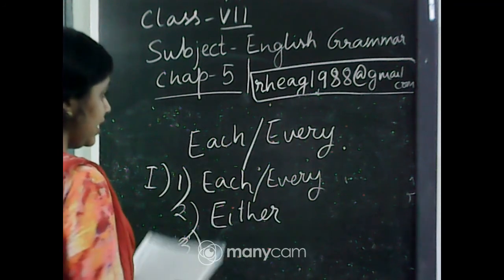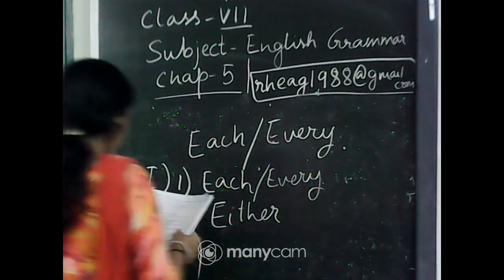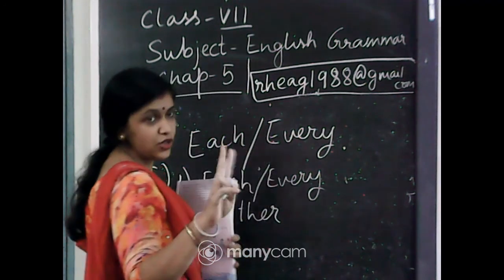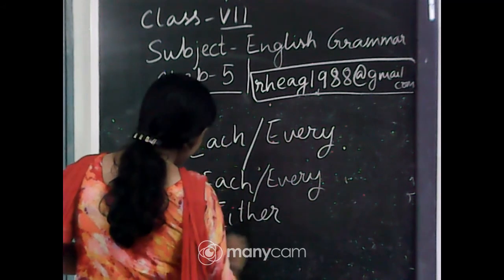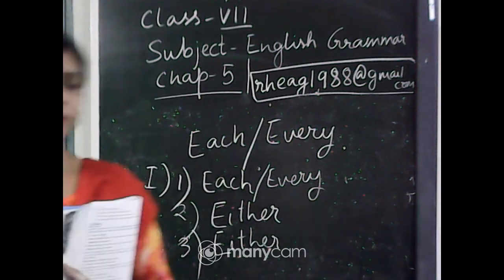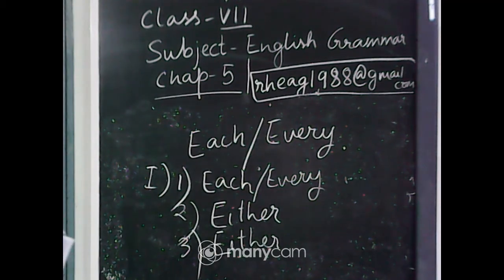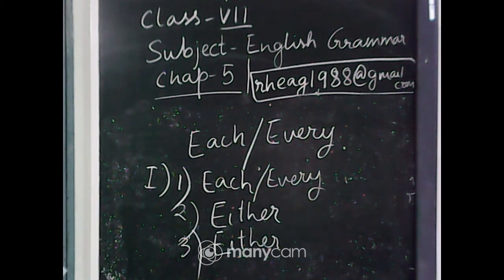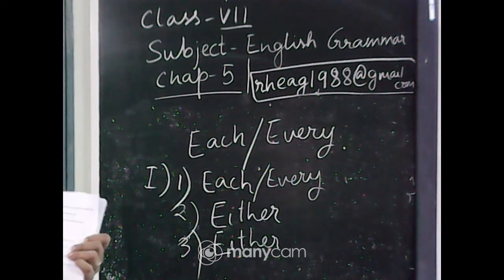There will not be any other words. Number 3, you can buy either dress since both will look equally good on you. So 2 dresses are being talked about. So we will be writing either. Now number 4, what have you written? Every. Yes, every is correct. Each is also correct.